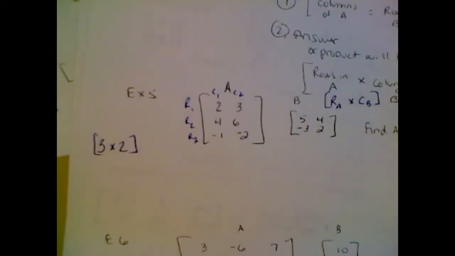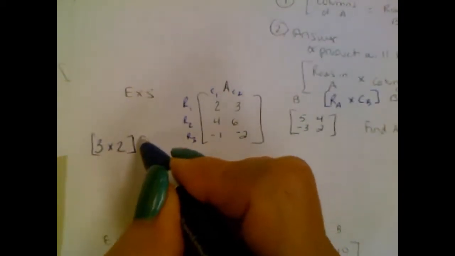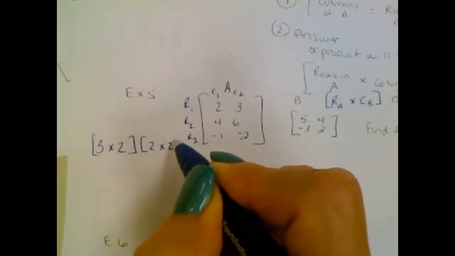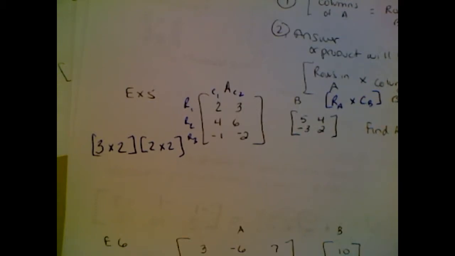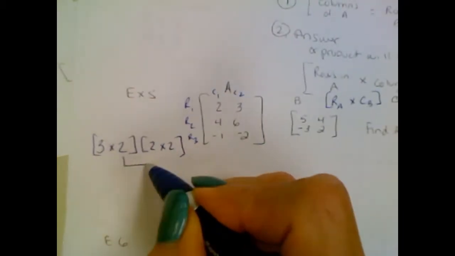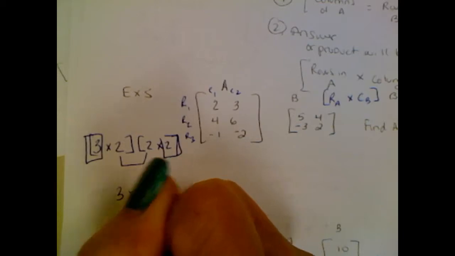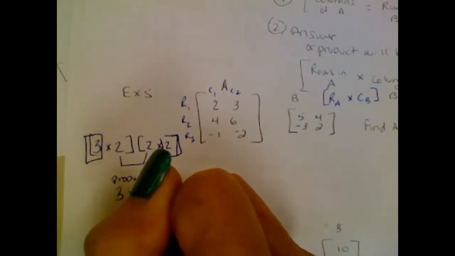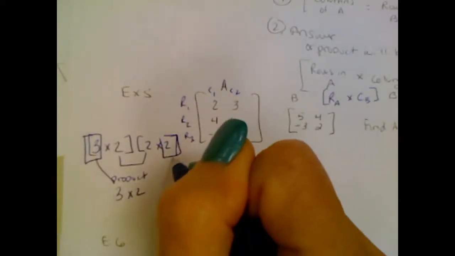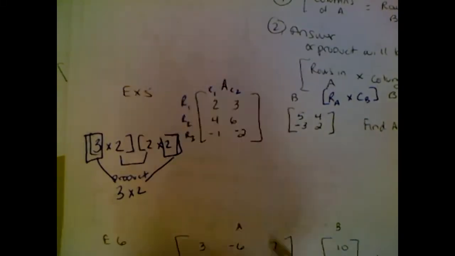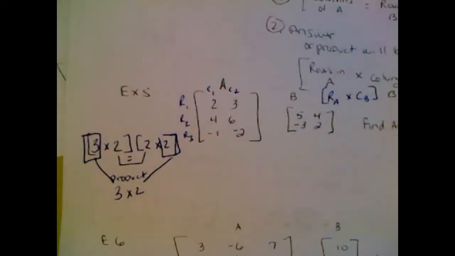Okay? What is matrix B? A 2 by 2. So the inside numbers must be the same, are they? Yes. Your answer, though, is the outside numbers. So your answer is a 3 by 2. The product's going to be a 3 by 2. These must be equal. And then your answer will be the outside numbers. What do you guys think? Can you remember that?